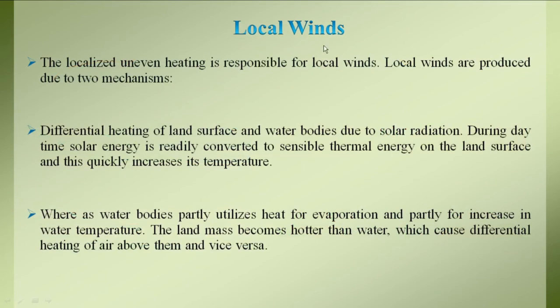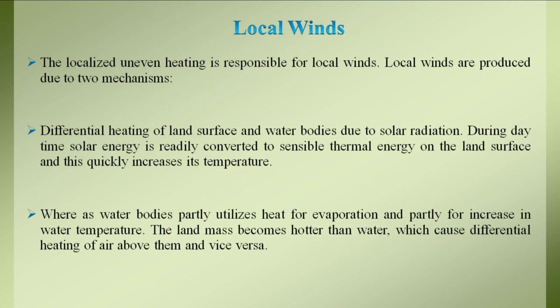One by one, we will see the points in the local wind. Basically, localized uneven heating is responsible for the local winds. Local winds are produced due to two mechanisms. First is the differential heating of the land surface and water bodies due to solar radiation. During the daytime, the solar energy is readily converted to sensible thermal energy on the land surface, and this quickly increases its temperature, whereas the water body partly utilizes the heat for evaporation and partly for increasing the water temperature. The land mass becomes hotter than the water, which causes the differential heating of the air above them and vice versa.